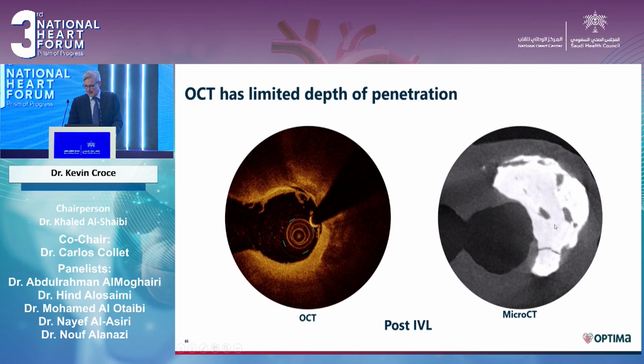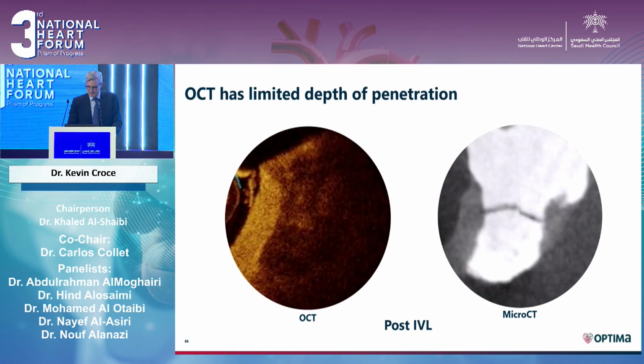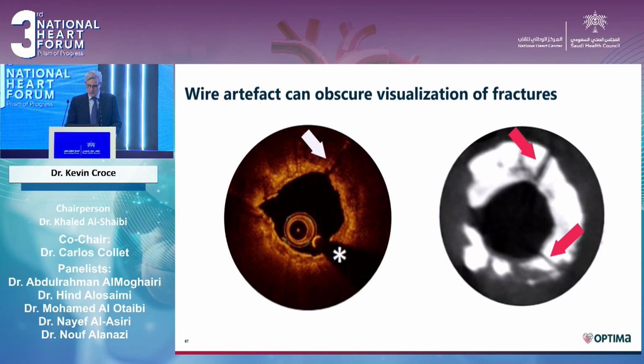OCT's limited depth of penetration is shown here, a micro-CT compared to the OCT itself, and this is after IVL. And you can see that fractures are detected in this segment, which are not necessarily shown on the OCT. So we also have trouble either with OCT or with IVUS with wire artifact, potentially obscuring spots. You can't see behind the wire in the OCT here, but you see quite a large fracture on the micro-CT.